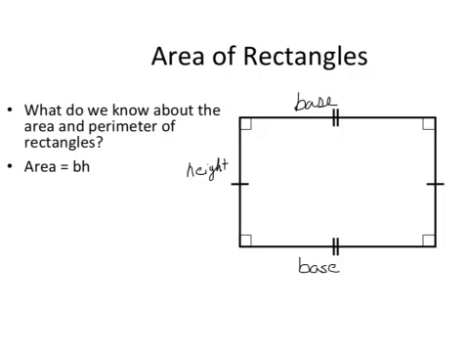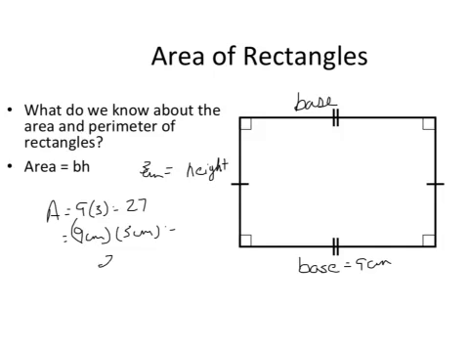So we can just say our base is 9 and our height is 3. Our area would be 9 times 3, and that would be 27. Now we haven't talked units yet. So if this was 9 centimeters times 3 centimeters, that leaves me with 27 centimeters squared. Centimeters times centimeters is centimeters squared. So our area is going to be in square units, whatever those units are.